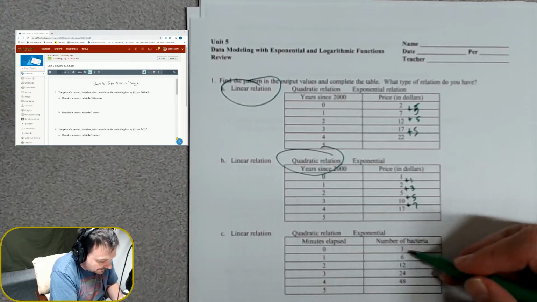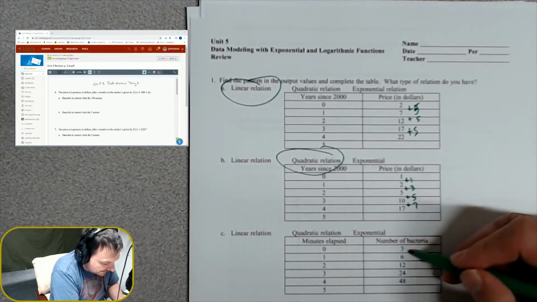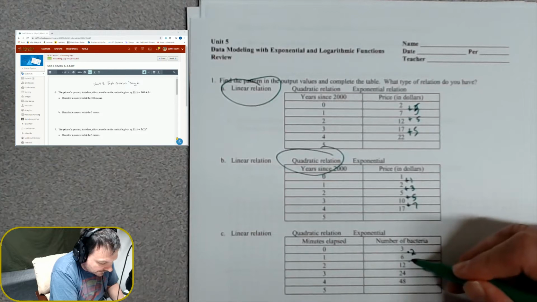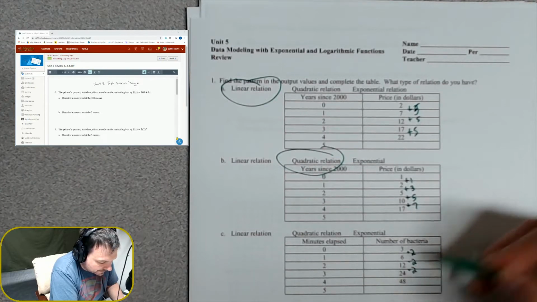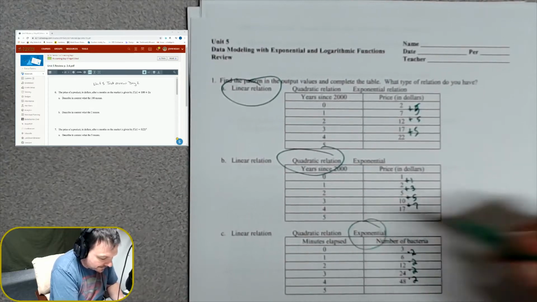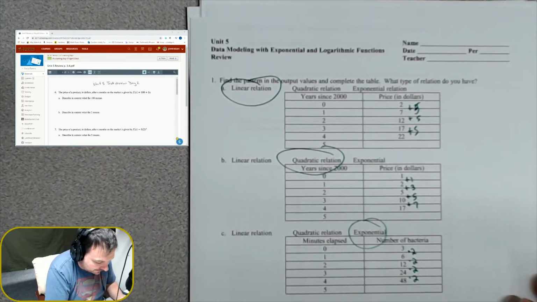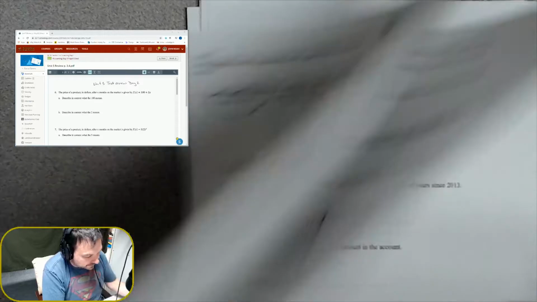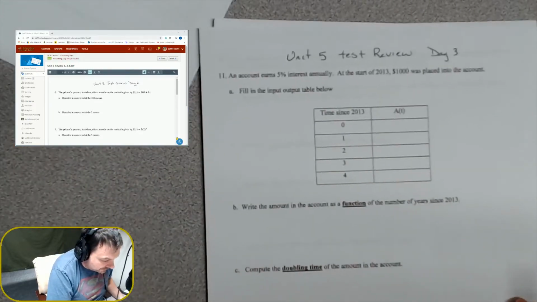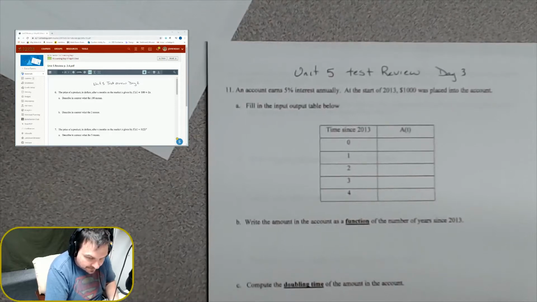Exponential: we don't go up by adding, we go up and down by multiplying. This is times 2, times 2, times 2. You see how it changes by 2 every time? That's exponential. That's what we're working on, and that's what this unit's about. So here's yesterday's work, and let's just do a practice of exponential.